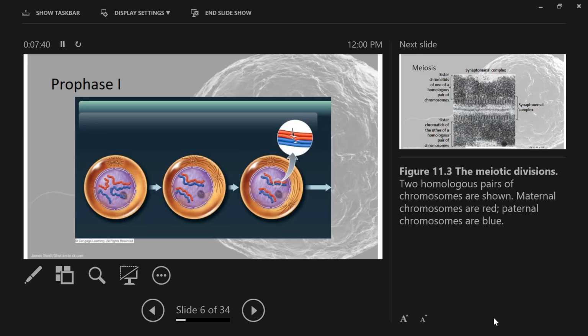So in this image, you see Prophase I. Where have we seen prophase before? Mitosis. And what are some of the things that happen during prophase? The chromosomes condense, the nucleus dissolves, we begin forming the mitotic spindle, and the centrosomes migrate to opposite poles.